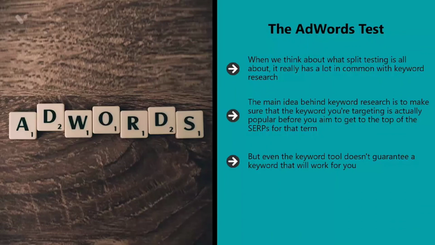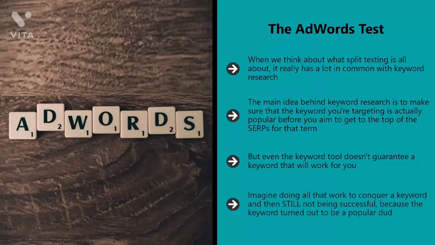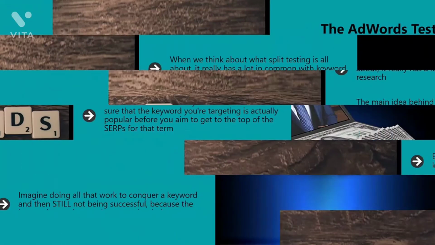Even if you can land the most popular keyword in the world, you might still struggle with your CTR, or you might find that the intent behind the keyword isn't right for you. In other words, the people who search that phrase aren't interested in buying your product. Imagine doing all that work to conquer a keyword and then still not being successful because the keyword turned out to be a popular dud. So instead, why not try spending a week at the top of a few and then choose the best one?